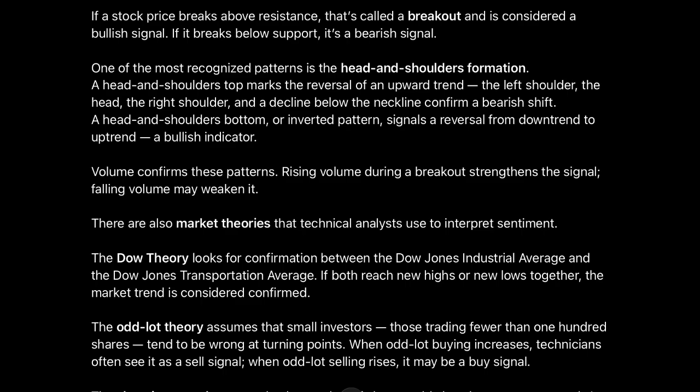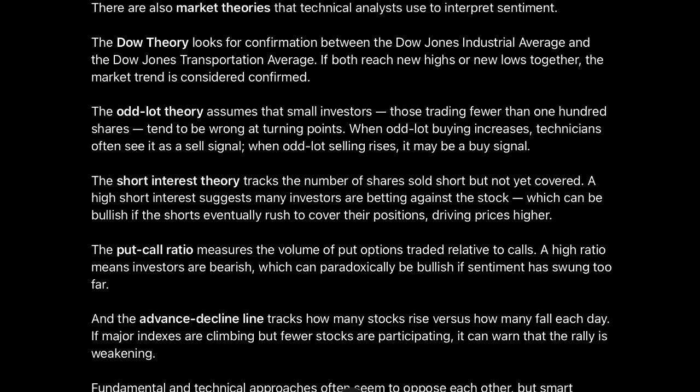There are also market theories that technical analysts use to interpret sentiment. The Dow theory looks for confirmation between the Dow Jones Industrial Average and the Dow Jones Transportation Average. If both reach new highs or new lows together, the market trend is considered confirmed. The odd lot theory assumes that small investors, those trading fewer than 100 shares, tend to be wrong at turning points. When odd lot buying increases, technicians often see it as a sell signal. When odd lot selling rises, it may be a buy signal.